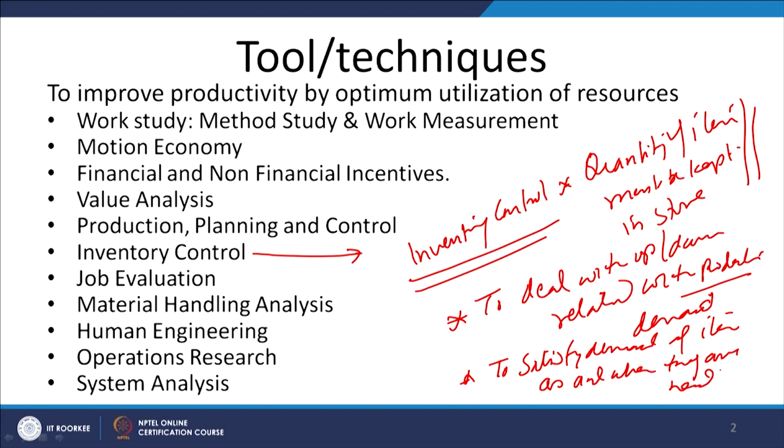So, these are the two things. It deals with the ups and downs related with the production or demand of the item, or it helps to satisfy the demand of the item as and when it is needed. So, these are the two aspects.